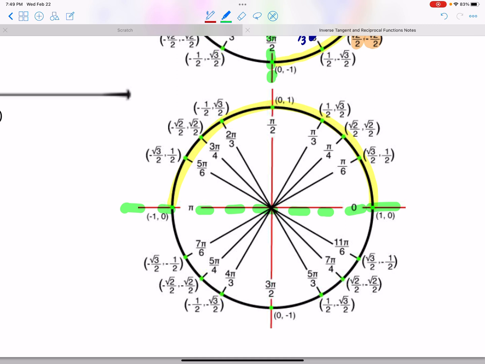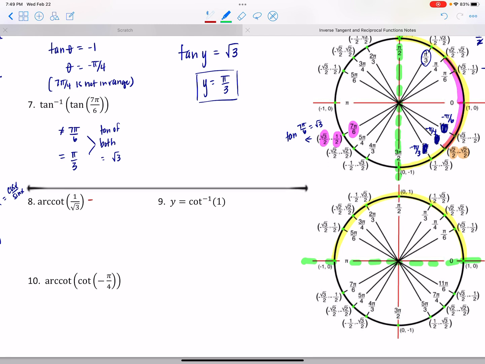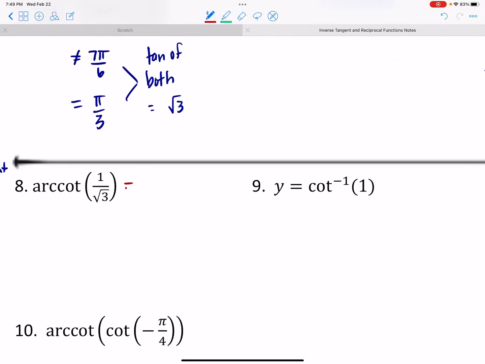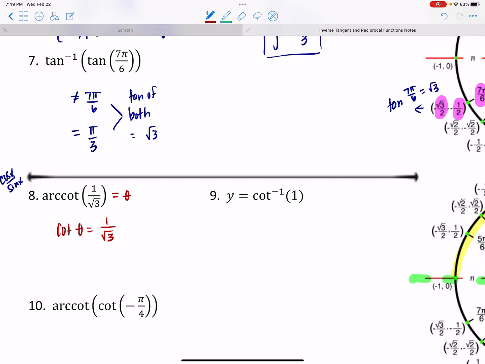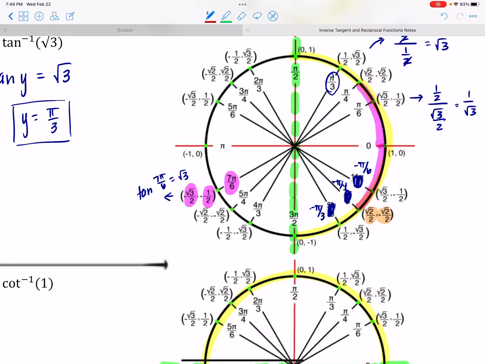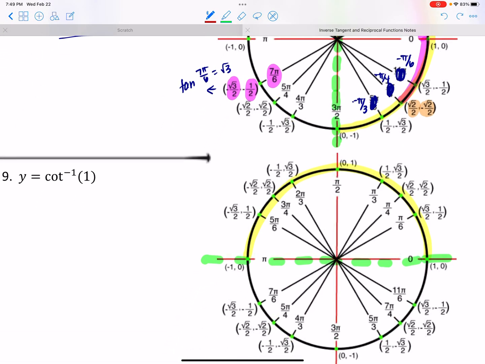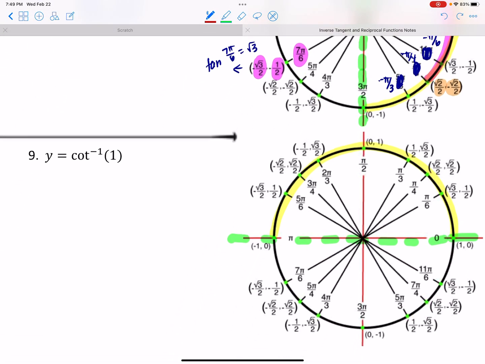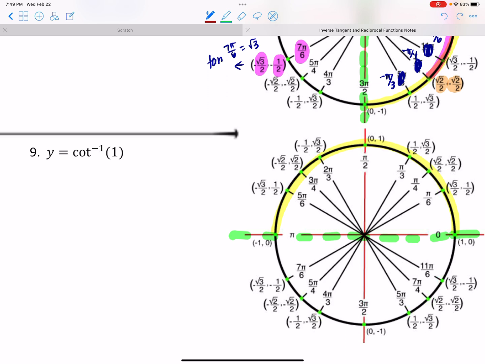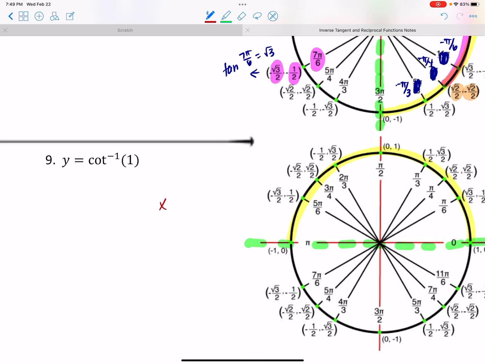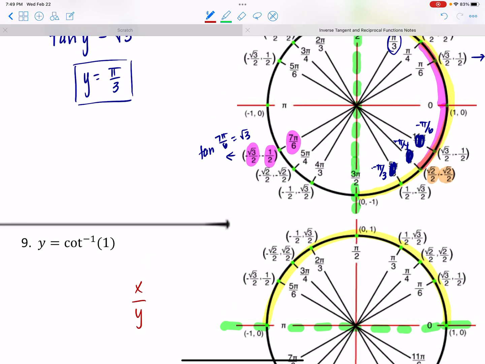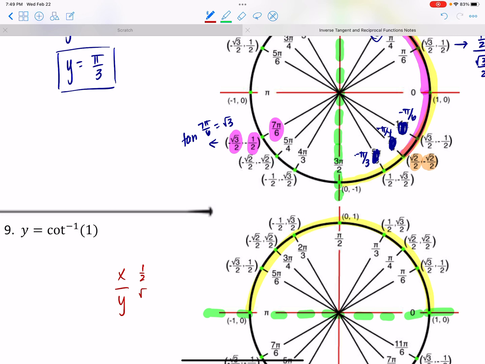So looking at number 8, we're looking for an angle such that if I take the cotangent of that angle, I get 1 over radical 3. We saw that up here. That happens when I divide a half by radical 3 over 2. So I want my 1/2 divided by radical 3 over 2, but remember it's cotangent, so in my x value divided by my y value, I want to have my 1/2 and my radical 3 over 2.